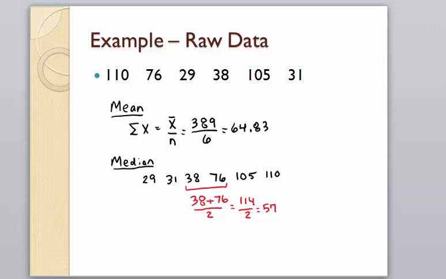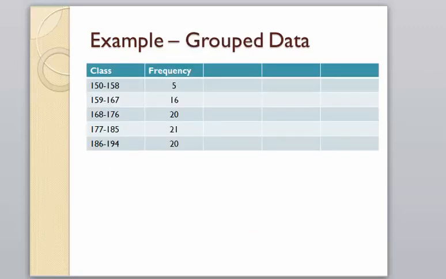And then our mode. Remember, the mode is the value that occurs most often. And since all of our values only occur once, we can say that this data set does not have a mode. And so we simply say no mode for this data set. Okay, so that's an example for raw data, finding your three measures of central tendency. Let's go ahead and look at a grouped frequency distribution example.